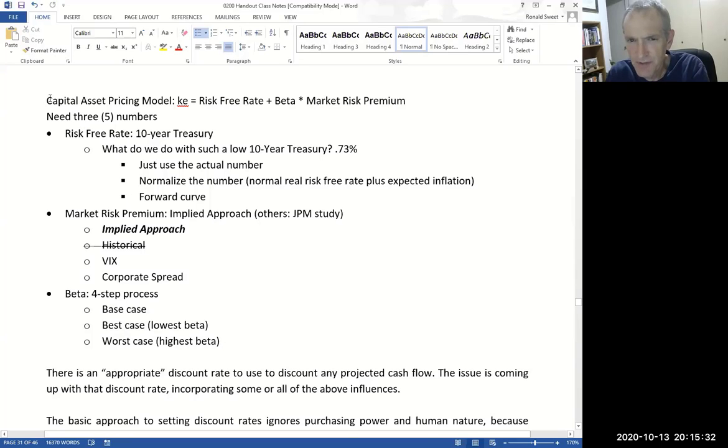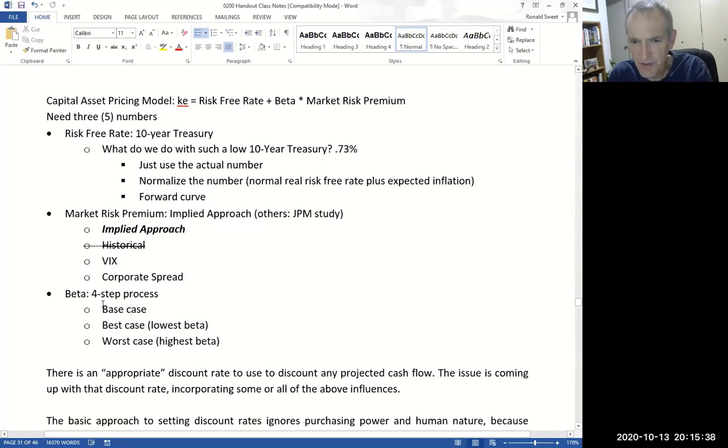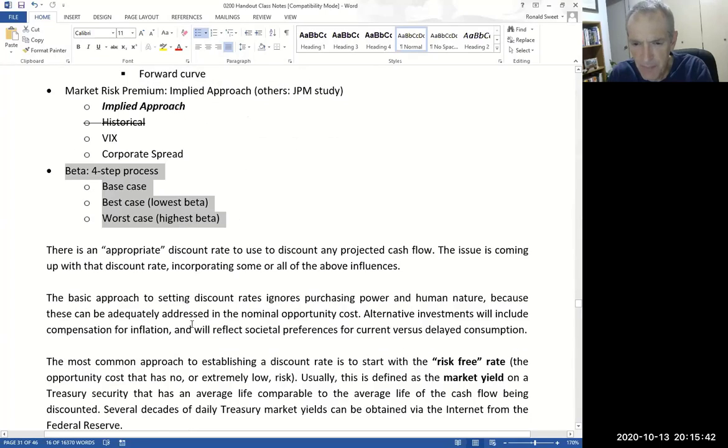All right, so paper 6 is a good theoretical, make sure you know this stuff before you graduate kind of paper, but you also have to come up with some assumptions for your company. So let's talk about the market risk premium.